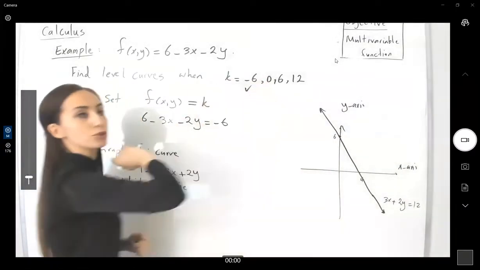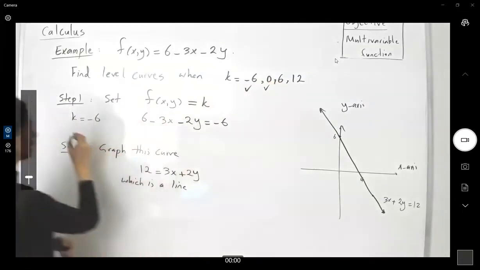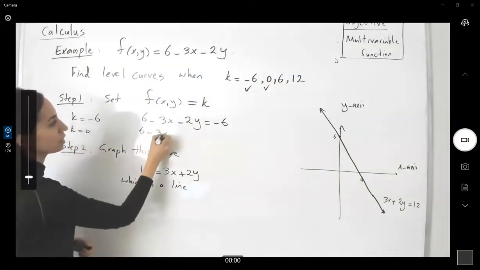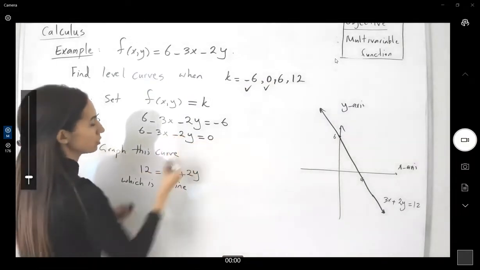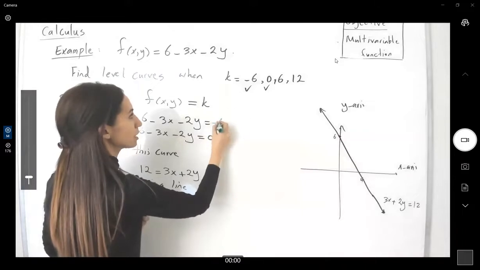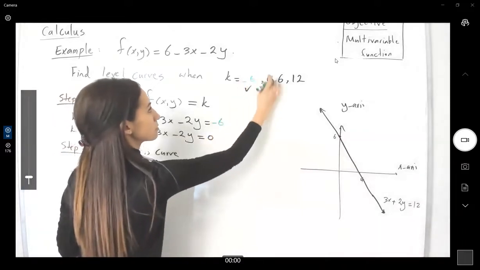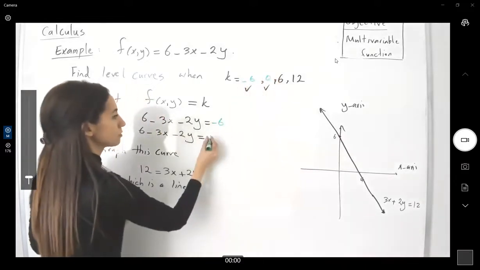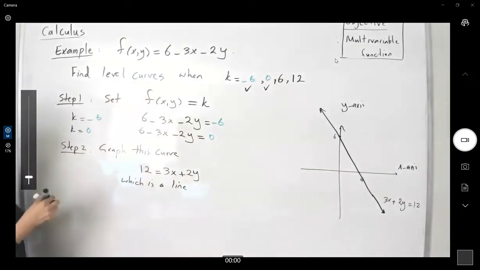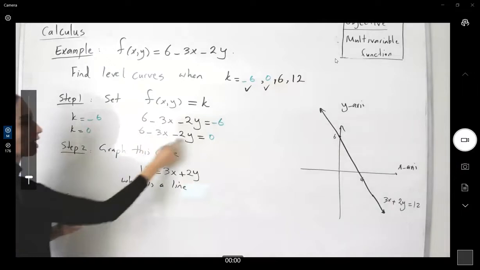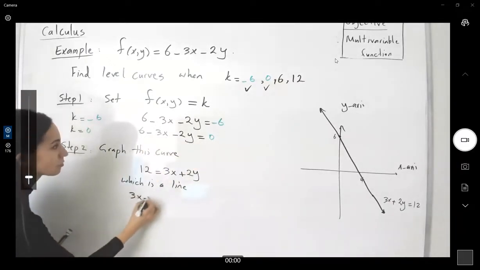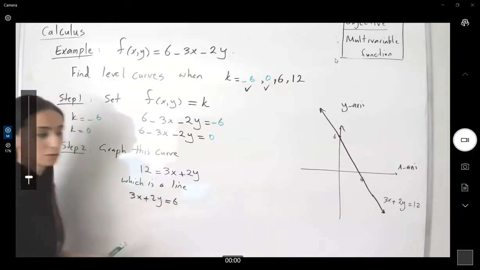Let us set k equal to 0. What do we have? We have 6 minus 3x minus 2y equal to 0. I'm using different colors so you know what's going on here. Negative 6. Now we're moving on to 0. Okay, you have another one. Graph this curve. This is just a line. So we have 3x plus 2y equals 6.